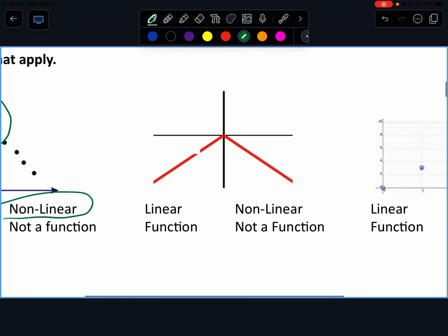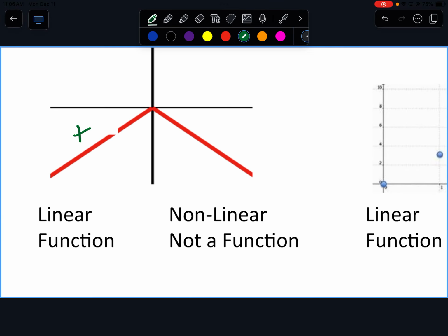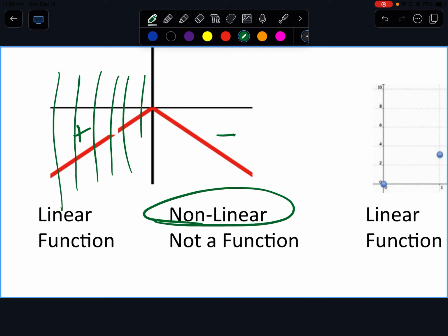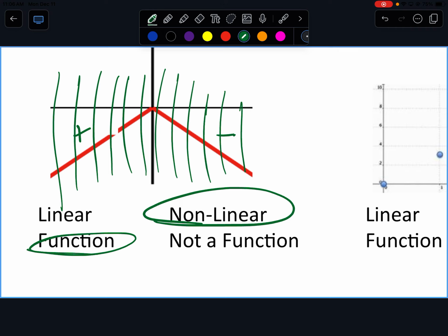This one right here has a positive slope. This has a negative slope. Definitely not the same rate of change. So this is non-linear. But is it a function? If I drew a whole bunch of vertical lines, would it ever hit it more than once? No. So it is a function.